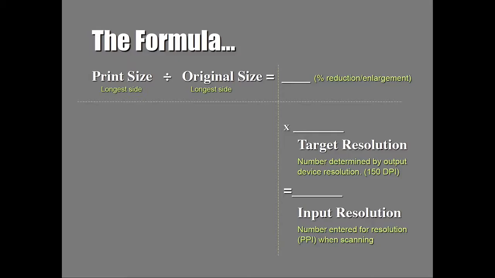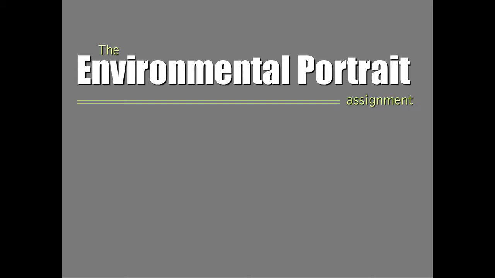All right, so print size divided by original size equals percent reduction or enlargement. Then we come down and we multiply by the target resolution and we end up with our input resolution. So at least one of your items, it can be a photo or it can be an object. You could scan in a pencil or a pebble or whatever you want. Piece of cloth, like lots and lots of options.